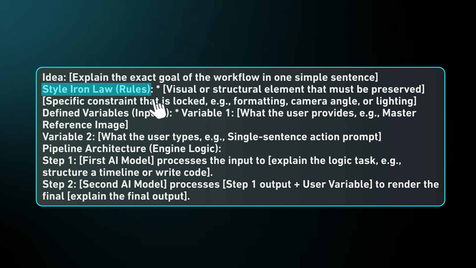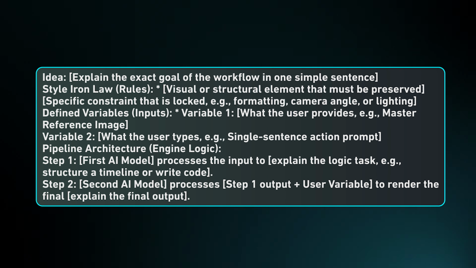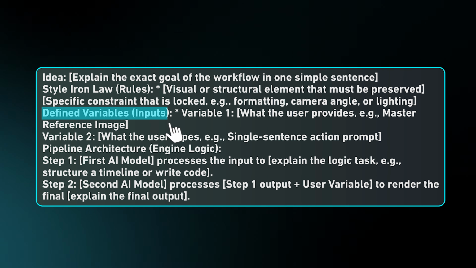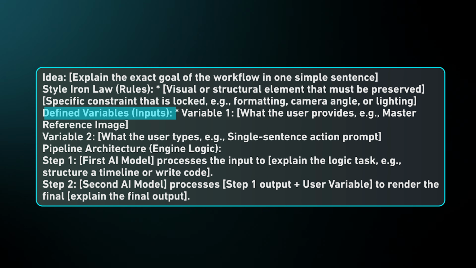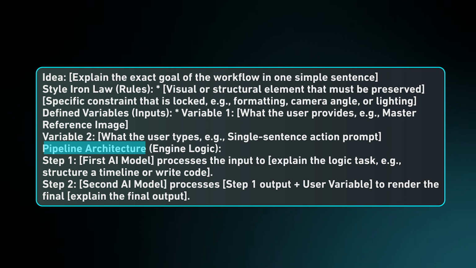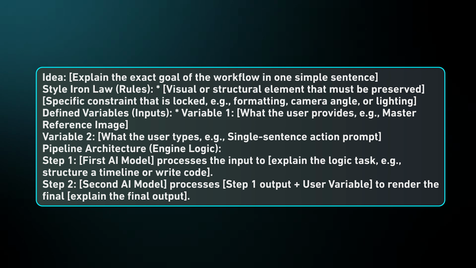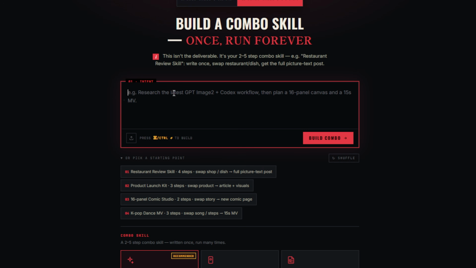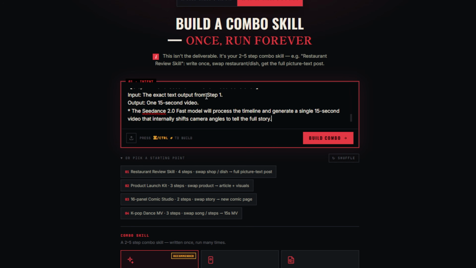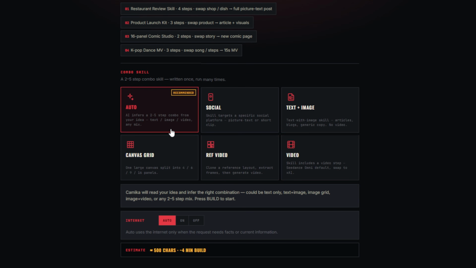First, we set the law. These are the rules the AI is never allowed to break. Next, we define the inputs, which is what you'll actually upload or type. Finally, we build the pipeline architecture. This is just the step-by-step logic of how the models talk to each other to give you that final result. For my workflow, I use this structure to create a 15-second animation from a simple idea, while keeping the character locked as a 2D stickman.